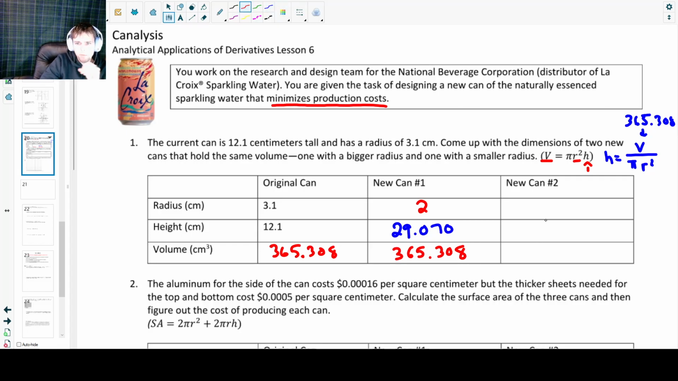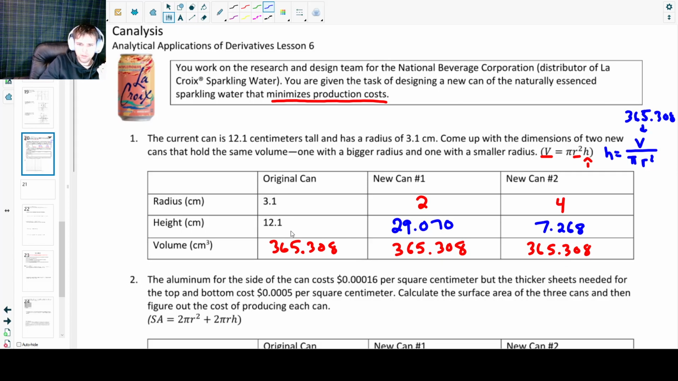And let's go ahead and come up with one more here. So we'll do one that's bigger. Doesn't really matter so much. Let's say 4. And again, we're going to try to keep that volume the same. So I'll write that out there. We're going to use the same formula to figure out the height that would go with that. So I'm going to change that to a radius of 4, and rounding that out to 3 decimal places, I get 7.268 centimeters. Cool. So again, these are 2 other can sizes that we could experiment with and see what the cost of producing those are versus the cost of producing that original can.